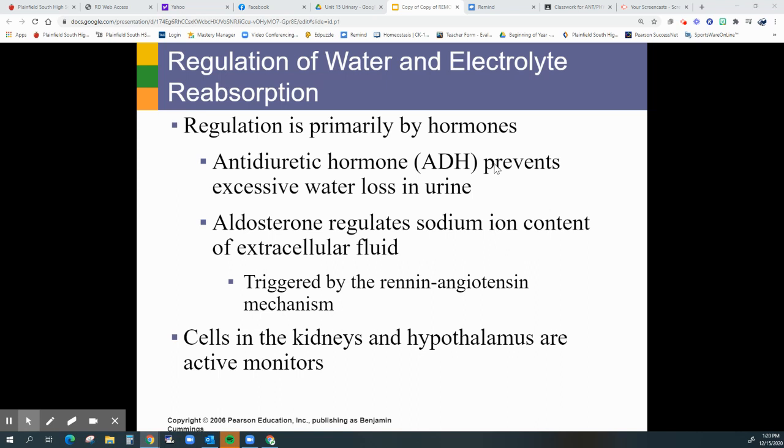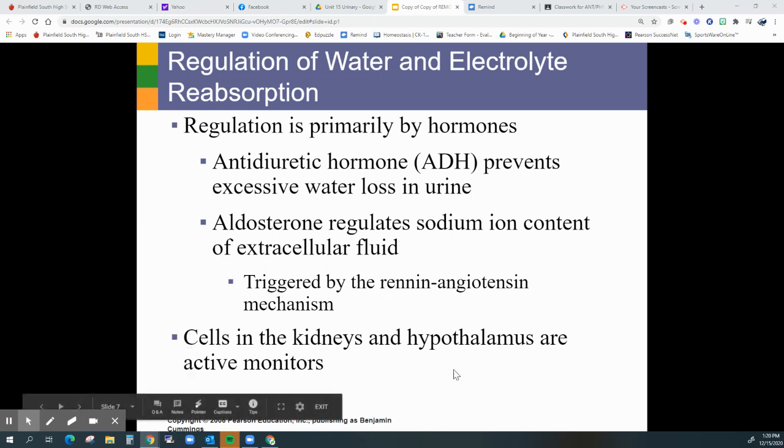If they're not producing enough of it, then they're probably getting rid of too much water. And if they're producing too much of it, then this person is probably retaining excess water. The other one that helps us regulate that is aldosterone. This is the one that regulates both sodium as well as extracellular fluid. And it also triggers that other hormone that we talked about that's produced by the kidneys, renin.